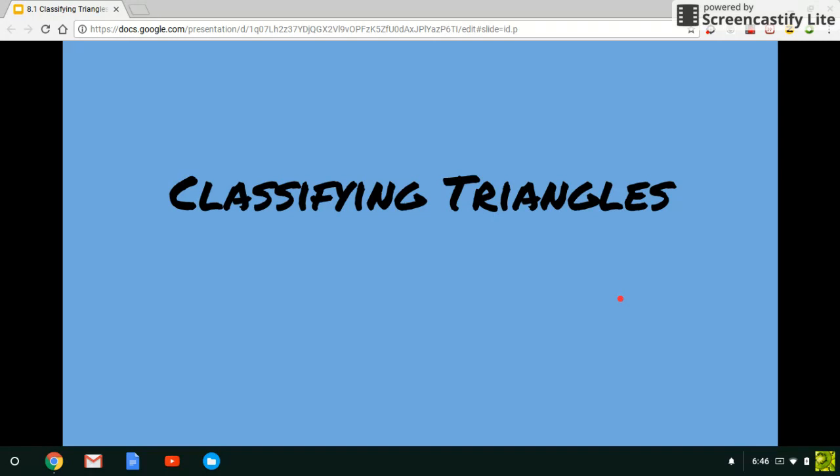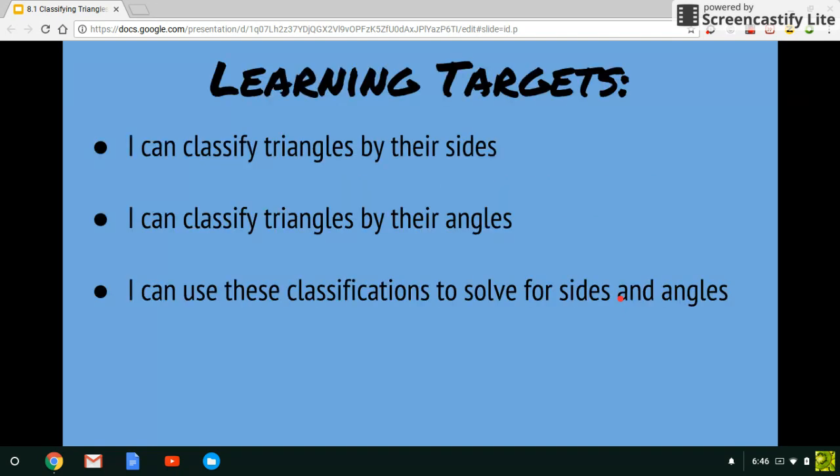And this in general is just kind of our introduction to triangles. And we're going to be using triangles a lot in geometry, which is super cool because they're an amazing shape. Probably actually my favorite two-dimensional shape. So let's get started. First we want to learn how to classify triangles by their sides. We're also going to classify triangles by their angles, and then we're going to use these different classifications to solve for sides and angles of triangles.